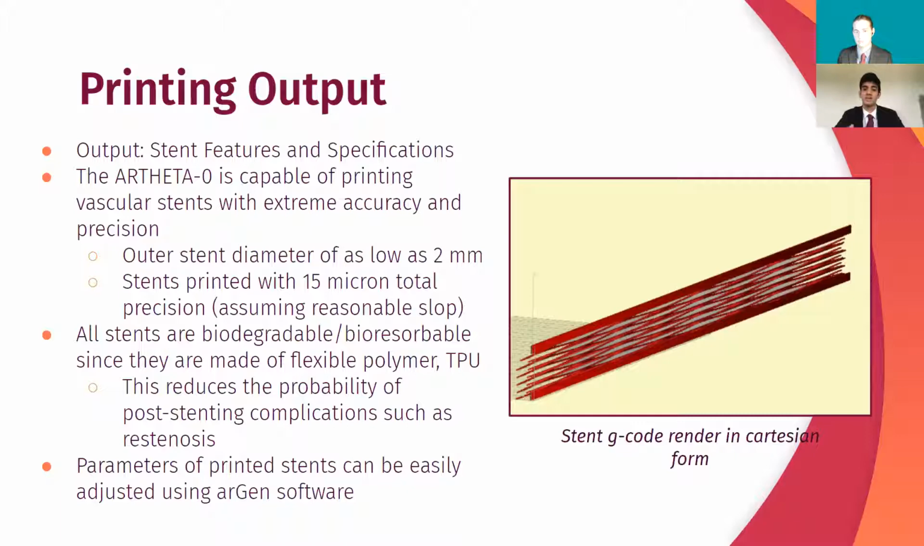So why does this help? Stents are not needed for the entire lifetime. So by reducing the amount of time that the stent is in the body with the bioresorbable stent, you can actually reduce the probability of post-stenting complications such as restenosis or heart attacks. So in other words, the stent only stays there for the amount of time it is needed to restore blood flow to the artery. And after that, the stent is consumed by the body. Yeah, as it's biodegradable, eliminating the risk of post-stenting complications after that. And of course, once again, all stent parameters can be very easily customized using the RGen software.